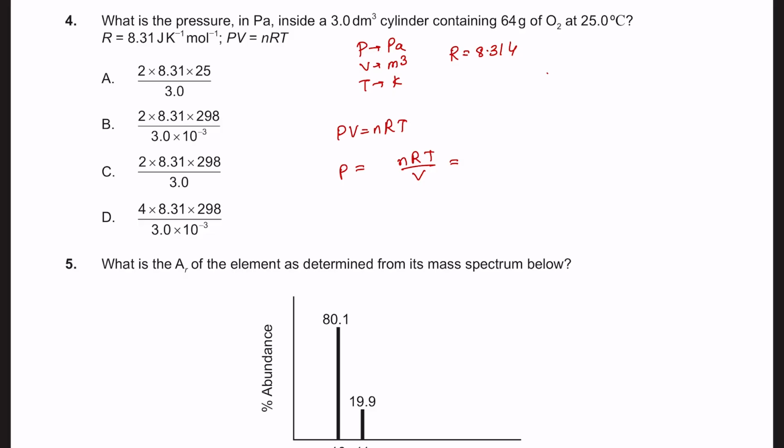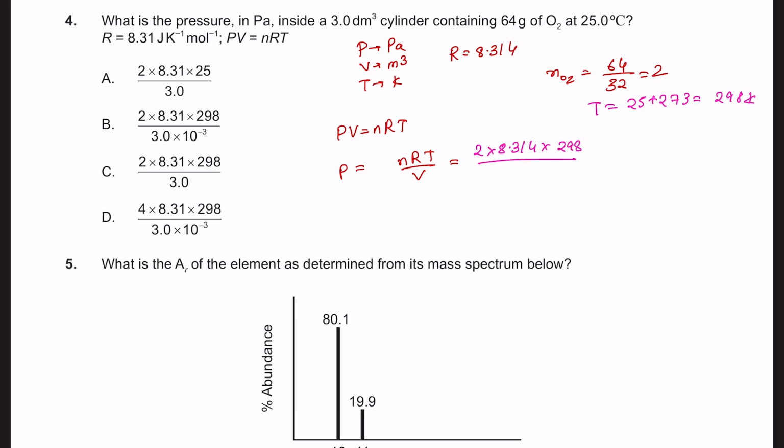Now moles. So n of O2 would be 64 divided by the molar mass of oxygen, which is 16 times 2, which is 32, which gives 2, right? So 2 times R, 8.314. Temperature has to be in Kelvin, right? So temperature would be 25 plus 273, which is 298.